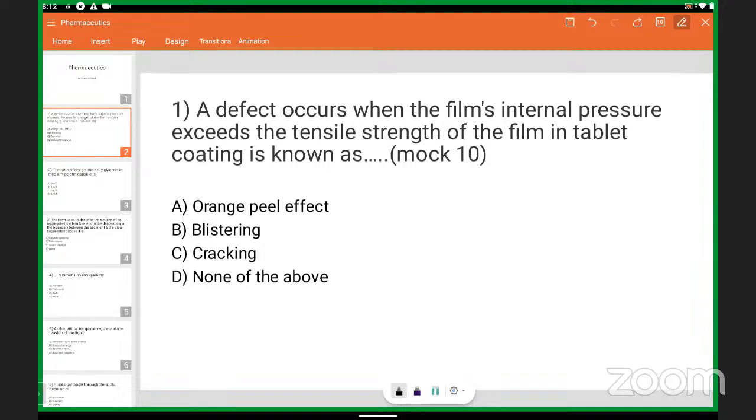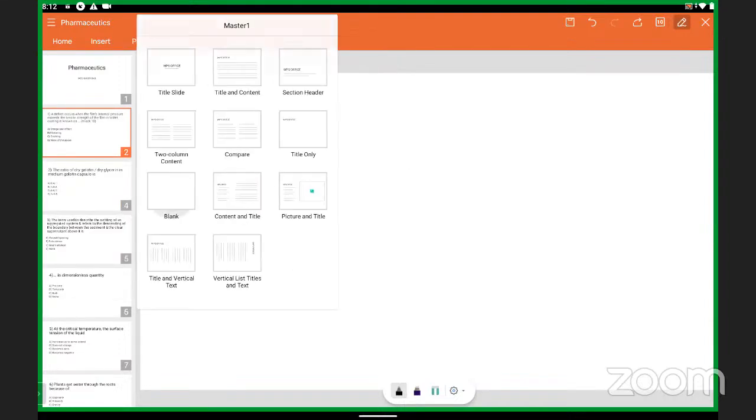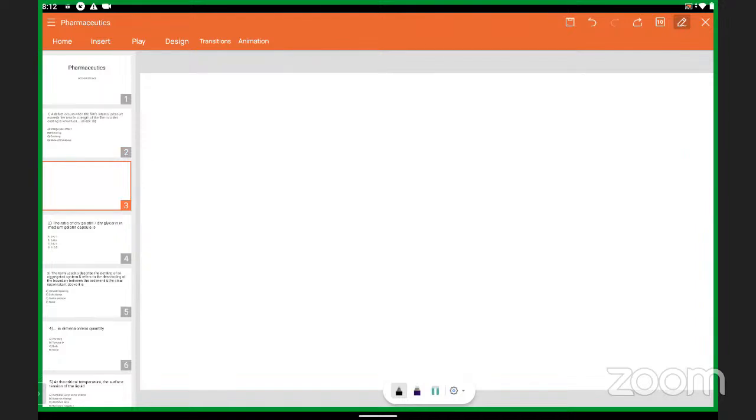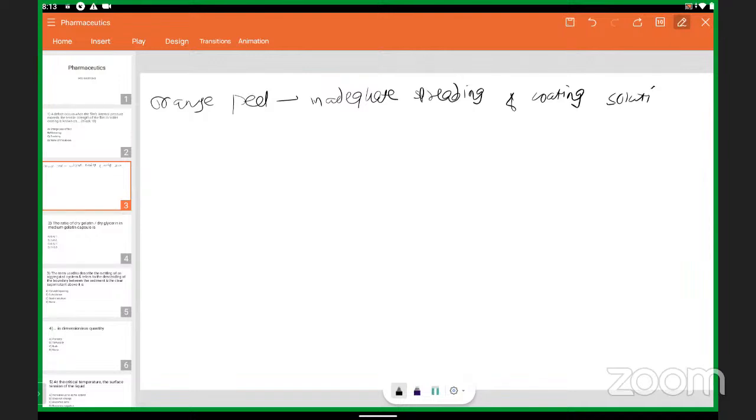If you look at the orange peel effect, it is with respect to the inadequate spreading of the solution, that is the tablet coating solution. If you want to define this effect, because of it the appearance becomes bumpy. So orange peel is because of the inadequate spreading of the coating solution. That is not the right option.